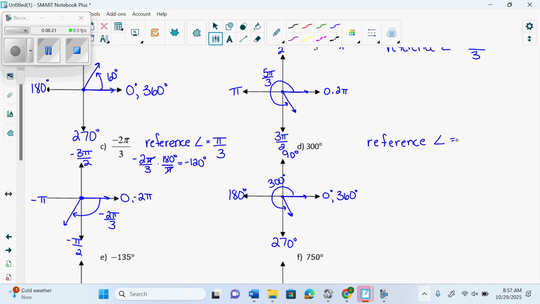Say no. What is it? 60 degrees, because the question was in degrees. Reference angle needs to be in degrees. I draw it in degrees. All my answers are in degrees. Yeah?